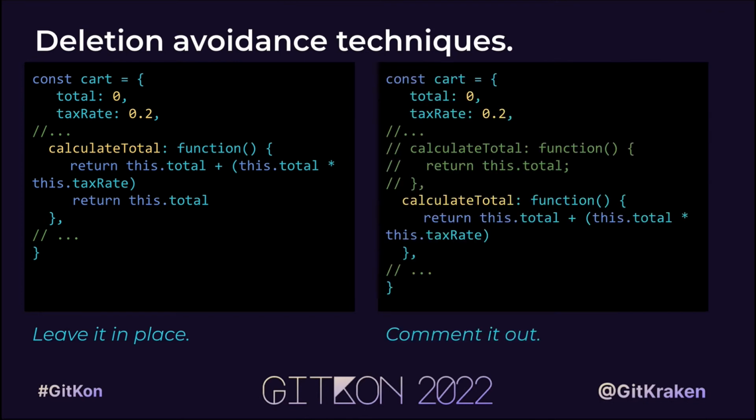Or more popularly is people just comment out whole blocks of code. So in this same similar JavaScript example, instead of leaving the old code in place, the old calculate total function has been commented out and a new one's been written, just in case the old one has to be restored. Obviously, this avoids deleting code and it's a quick, temporary way to do it, but it's not a long-term solution. It adds more problems than it solves.